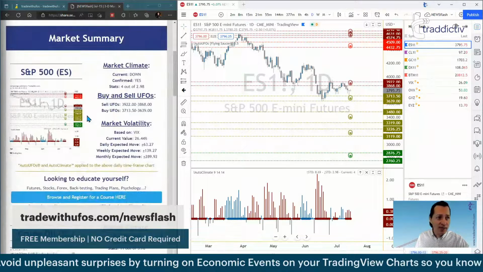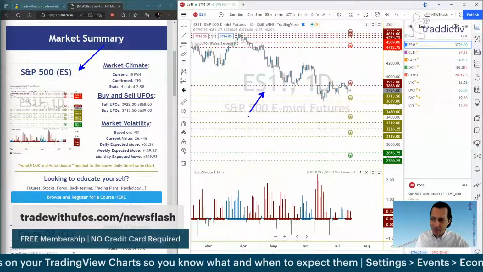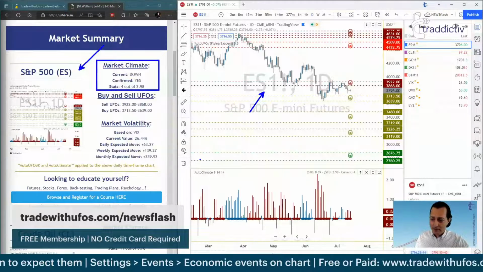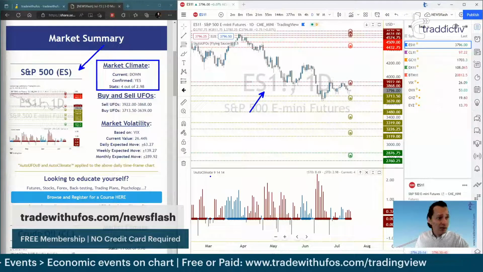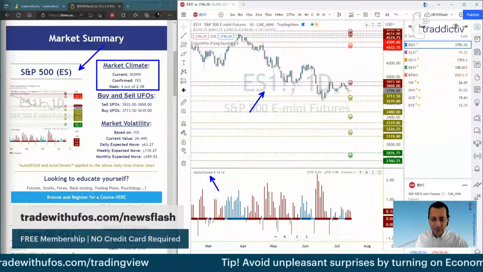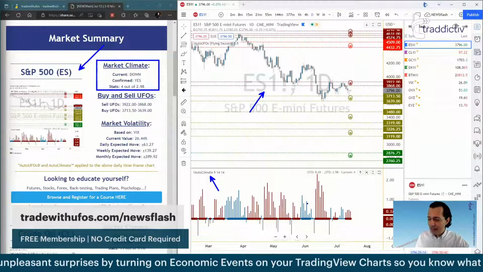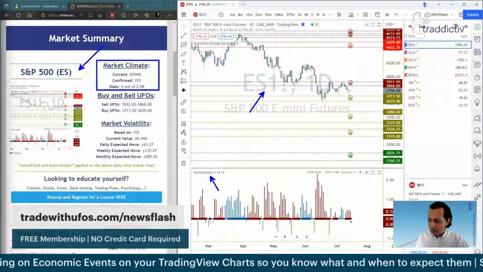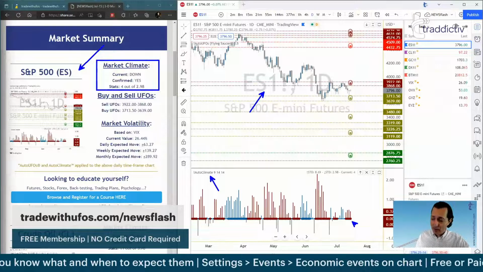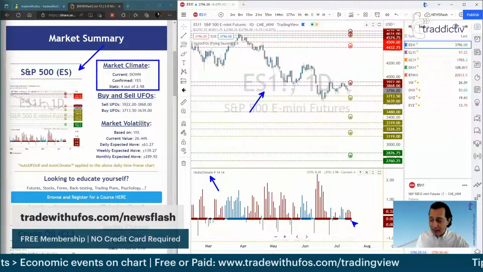So here's the first market in the news flash, the S&P 500 on the left, which is the same S&P 500 from the right. So what is the market climate? To understand the climate, we are utilizing a tool called AutoClimate. This tool is telling us the market condition, which currently is a confirmed down climate. It's confirmed because the dot is thick. It's down because the dot is red.